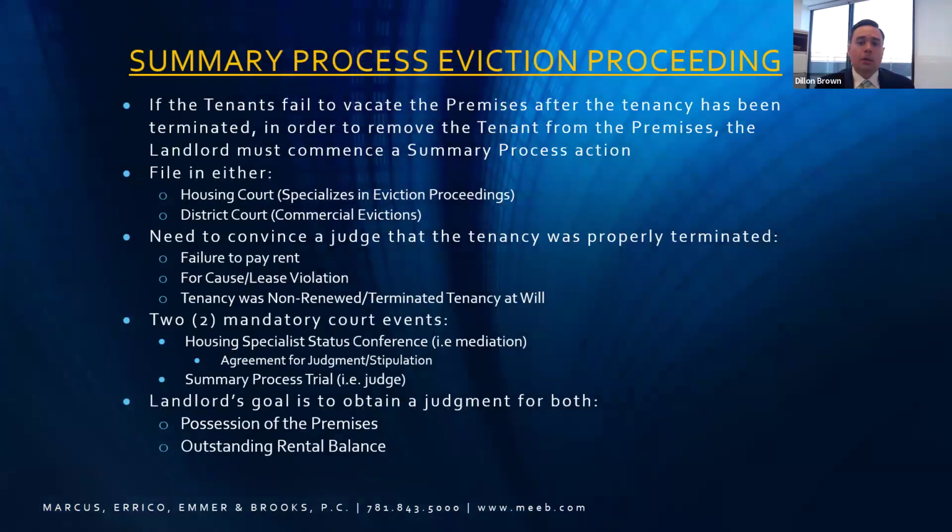If the landlord has terminated the tenancy through a notice to quit for non-payment, foreclosure, lease violations, termination of tenancy at will, or non-renewal, and the tenant fails to comply, meaning they didn't pay the rent that was owed or vacate the premises by the time they were supposed to, then the landlord would have to commence what's called a summary process eviction proceeding in the housing court or the district court to get a court order to authorize the removal of the tenant from the premises.